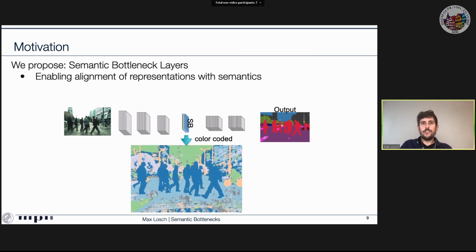So if we would color code it again, we would have much more coherent activations, and it's easier to identify particular concepts relating to each of these channels. In fact, the image that I'm showing here is the result of applying our unsupervised variant of the semantic bottlenecks, which I will introduce now.